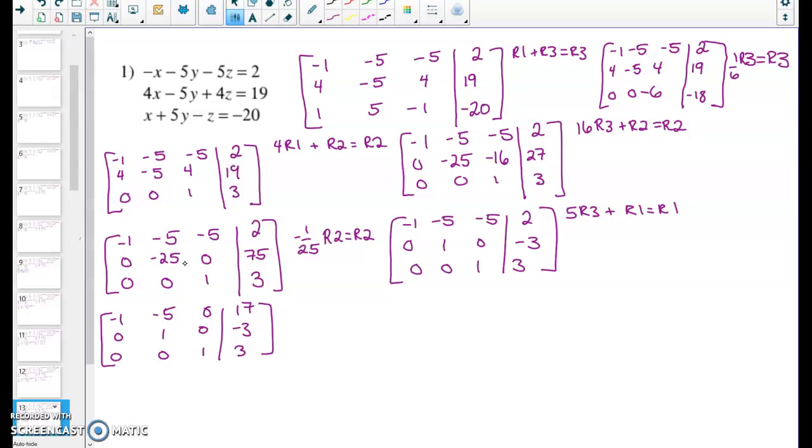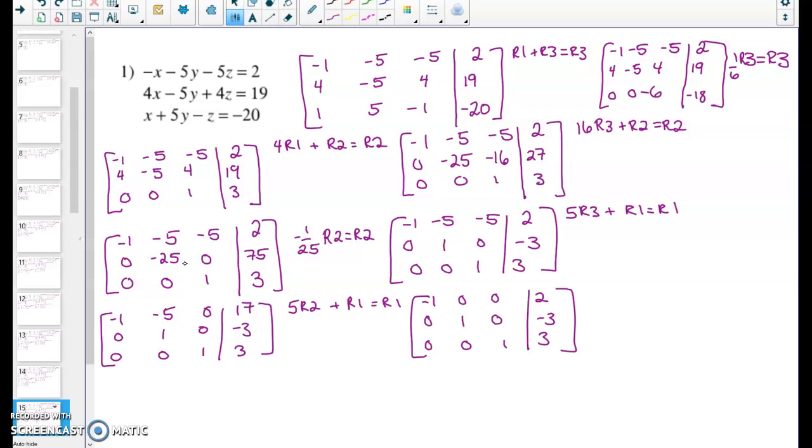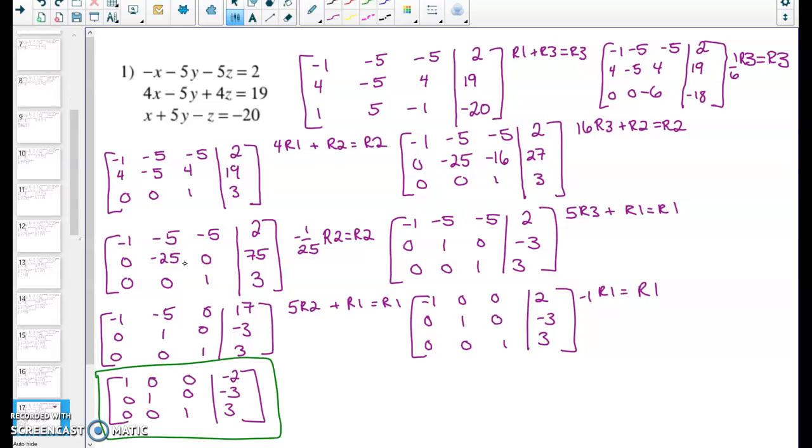That gives me 1 0. Then I need to do the other negative 5. 5 times row 2 and add that to row 1 to replace row 1. And now I have a negative 1, so the only thing I need to do is multiply all of row 1 by a negative 1. And there you have your final matrix.